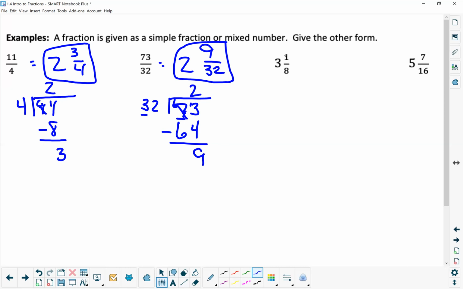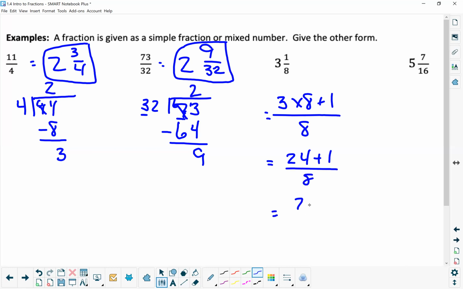Next, we're going to go from a mixed number to an improper fraction. So we're going to take 3 times 8, whole number times the denominator, and then add the numerator. And again, our answer will be put over 8. So 3 times 8 is 24. That means for the 3 whole, we could split that into 24 pieces of 8. 24 plus 1 is 25 over 8.